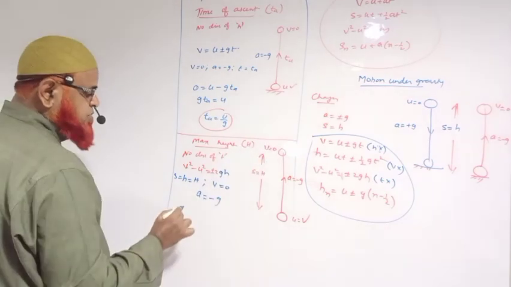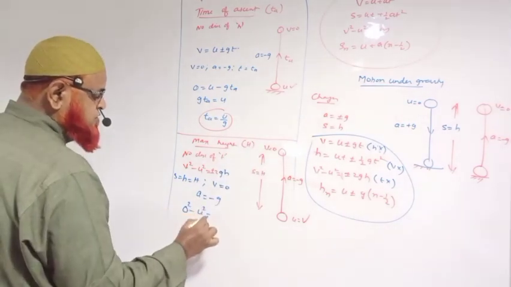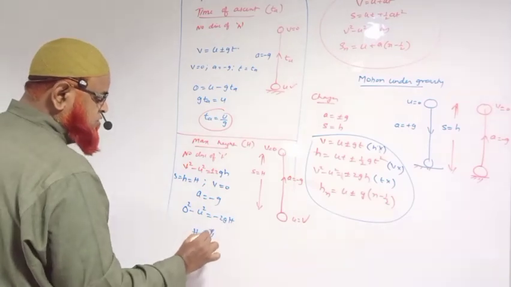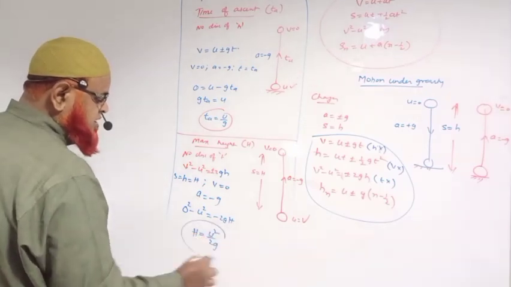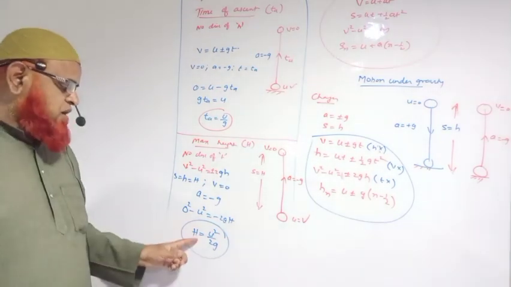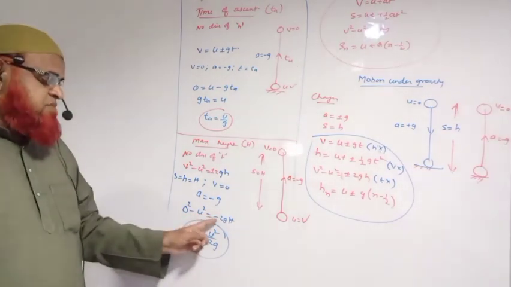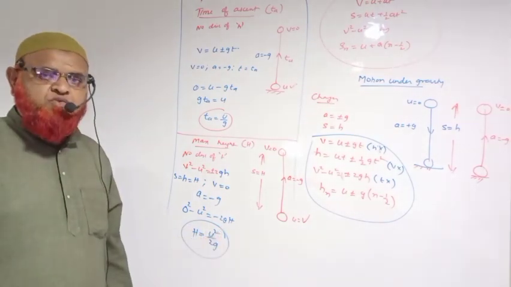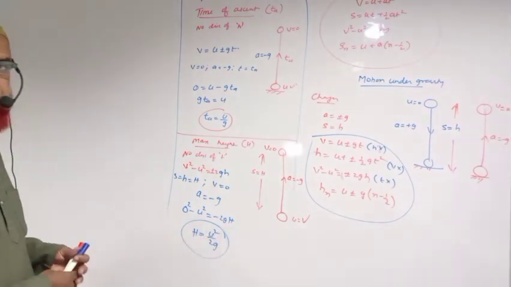So final velocity is going to be 0, so 0 square minus u square is equal to minus 2g into capital H. H is equal to u square by 2g. Why u square by 2g? Because minus minus gets cancelled here. So you can take it as u square by 2g. That is called the maximum height.